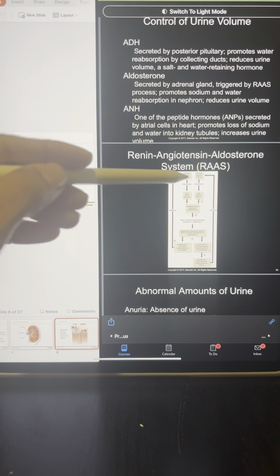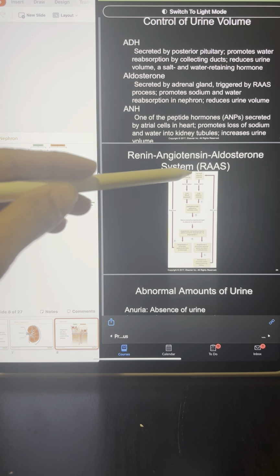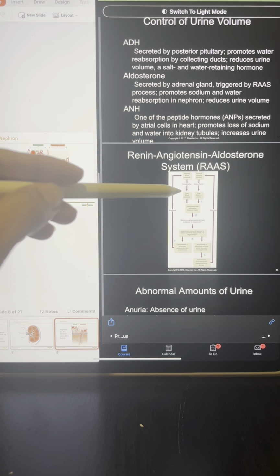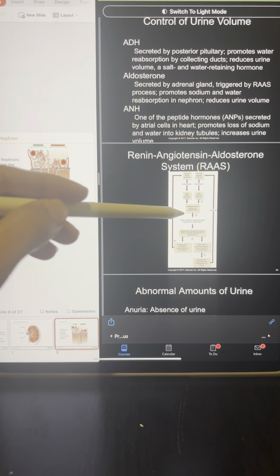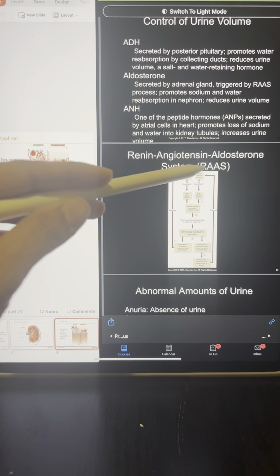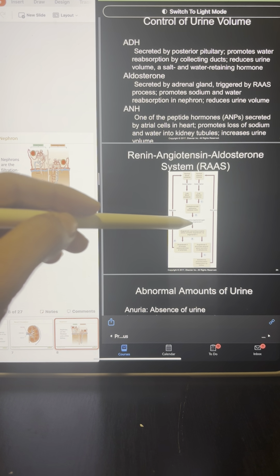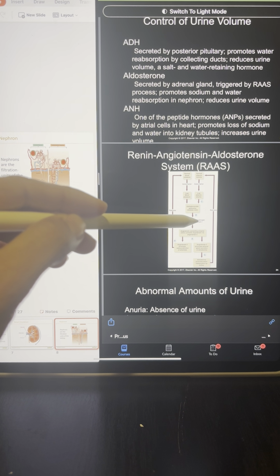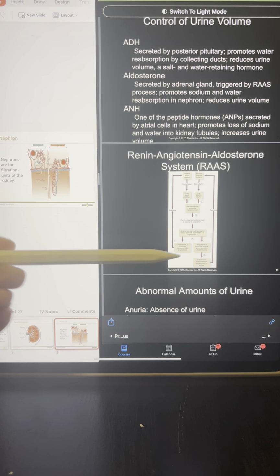Okay, if y'all remember this right here, if my blood pressure goes down, our body is going to release renin. This is our RAAS. R is renin. Then this renin is going to convert angiotensinogen into angiotensin 1.